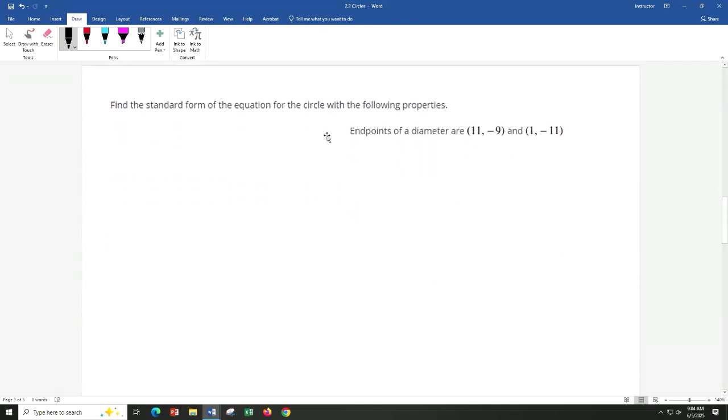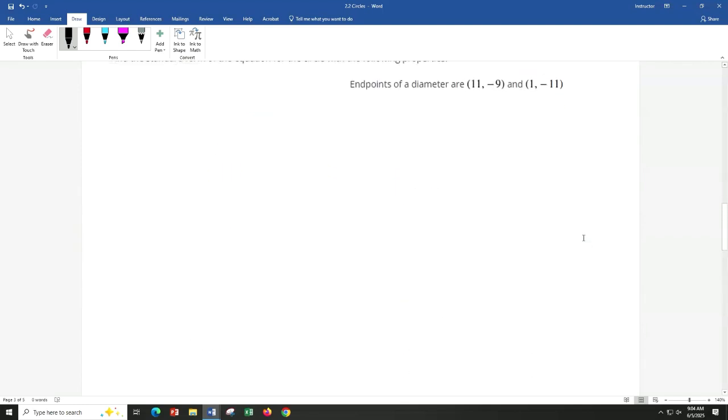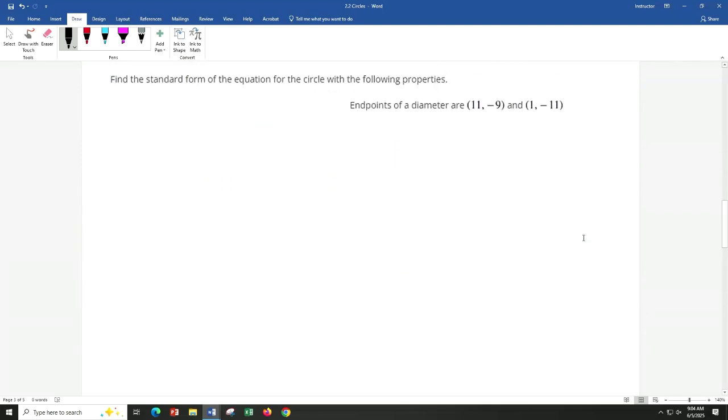Find the standard form of the equation for the circle with the following properties. The endpoints of the diameter of the circle are 11, -9, and 1, -11. I'm going to draw you a picture. I have another picture here, so I'm going to be careful where I draw. On your notes, I actually show you a better picture because I graphed it for you, but this is what you're seeing.